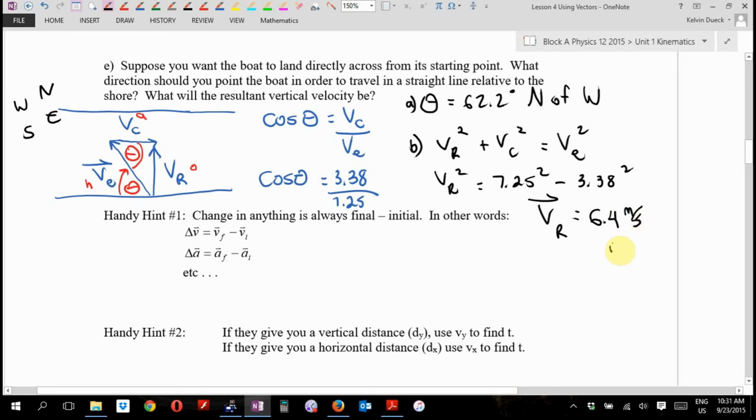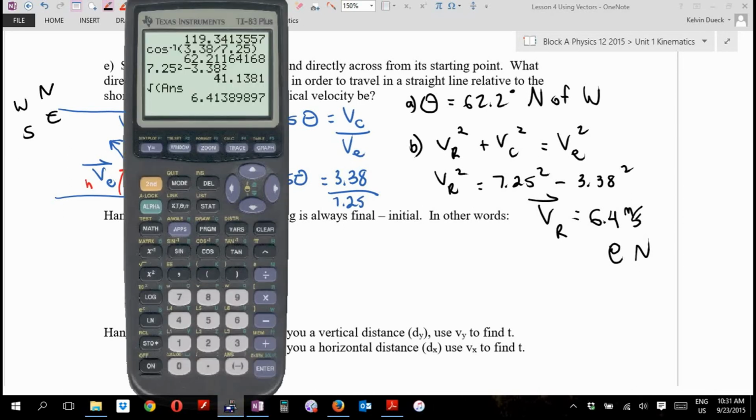Meters per second. And I guess for a direction, the resultant will be due north. We planned it that way. How fast is he traveling due north? 6.4. What distance is he traveling due north? 256. How long will it take him? I didn't ask this, but let's see. Time is going to be 256 divided by this.